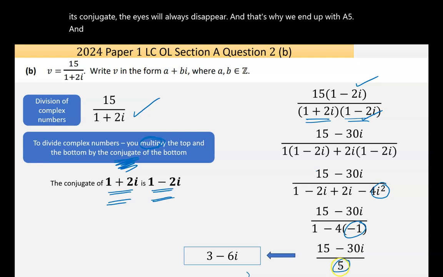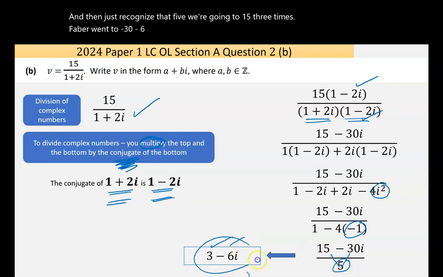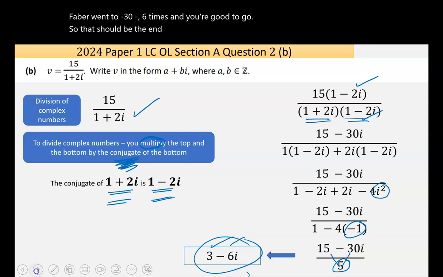And then just recognize that 5 will go into 15 3 times, 5 will go into minus 30 minus 6 times, and you're good to go. So that should be the end of question 2.